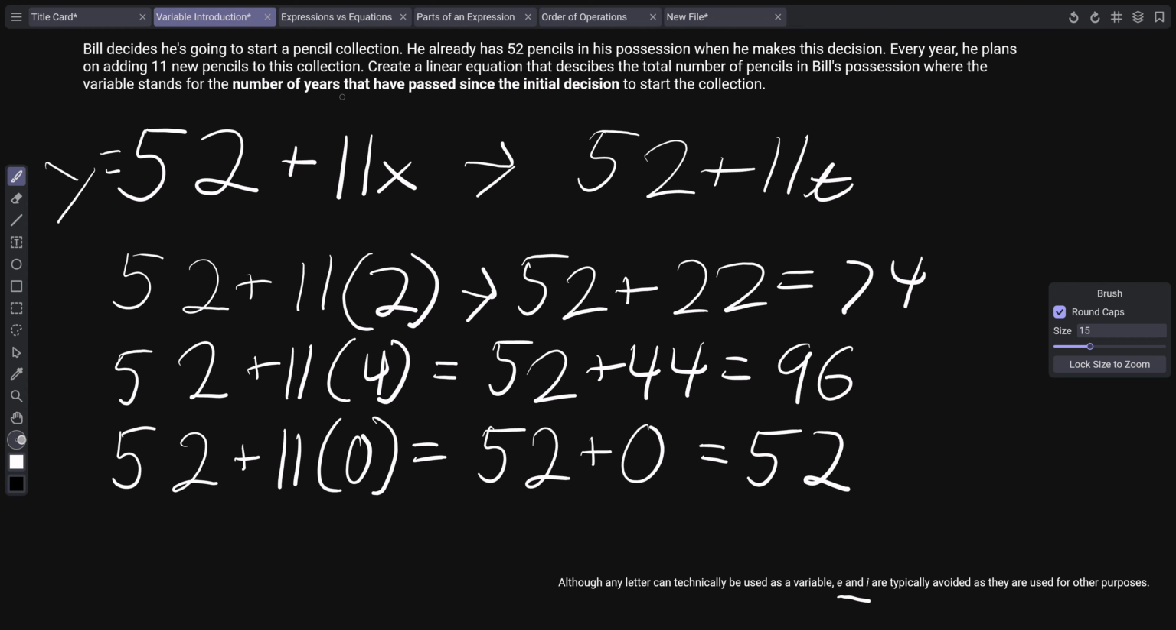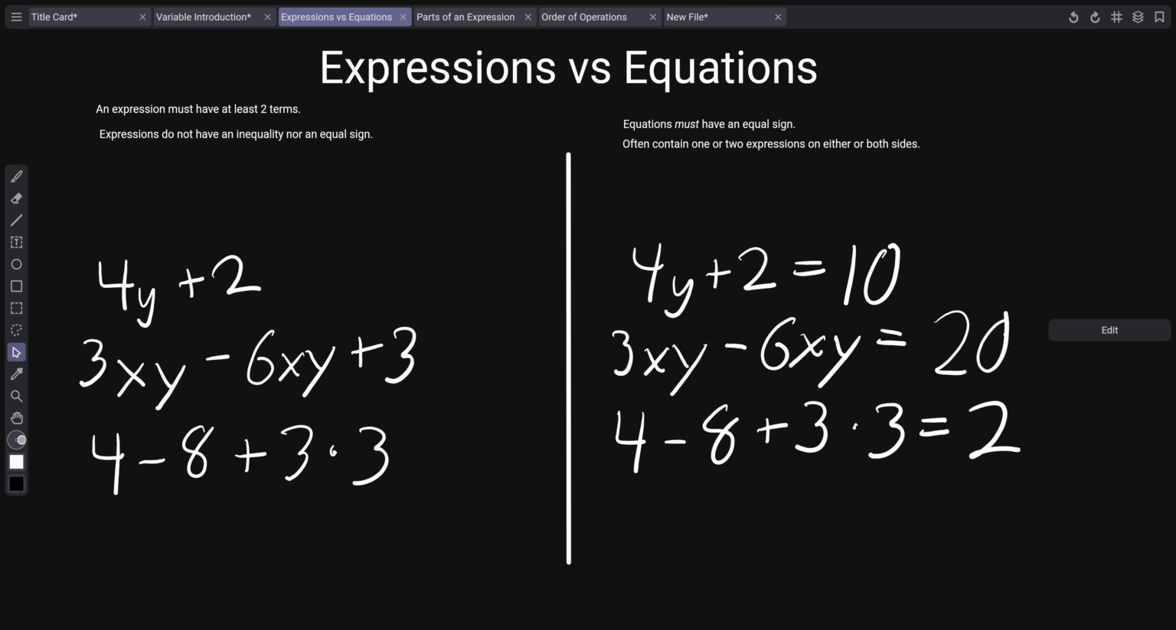Now, I want to talk to you about the difference between expressions versus equations. An expression has to have at least two terms, and expressions don't have an inequality nor an equal sign in them. So all the things I've written on the left here, these are all expressions. And equations must have an equal sign. So that's the big difference.